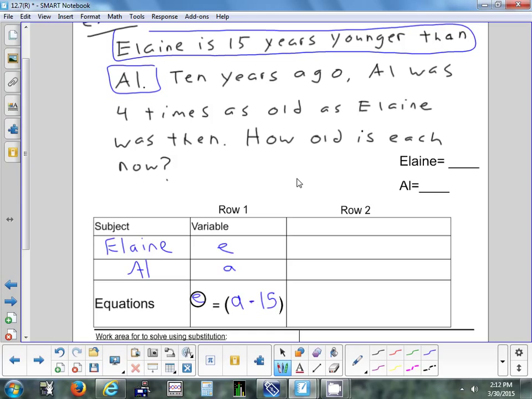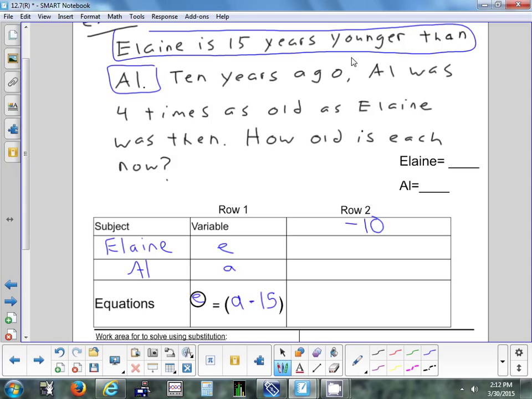Austin, my heading for row 2, what should it be? Remember all the problems we've done here, right? We've put a sign and we put a number. What sign and what number am I going to put there? I think the last one we did was plus 8. Minus 10, right? Because 10 years ago. Minus 10.